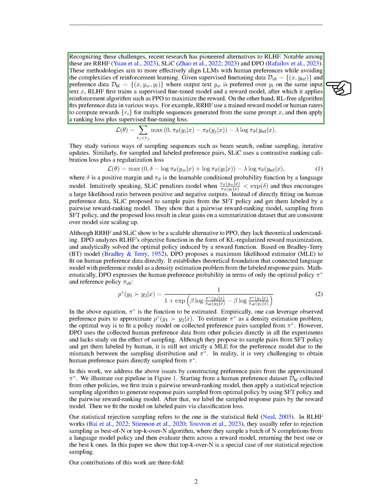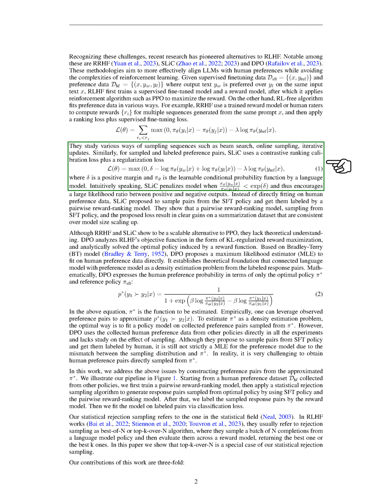Given supervised fine-tuning data and preference data, RLHF first trains a supervised fine-tuned model and a reward model. Then, it applies a reinforcement algorithm like PPO to maximize the reward. On the other hand, RL-free algorithms use the preference data in different ways. For instance, RRHF uses a trained reward model or human raters to calculate rewards for multiple sequences generated from the same prompt. Then, it applies a ranking loss plus a supervised fine-tuning loss.